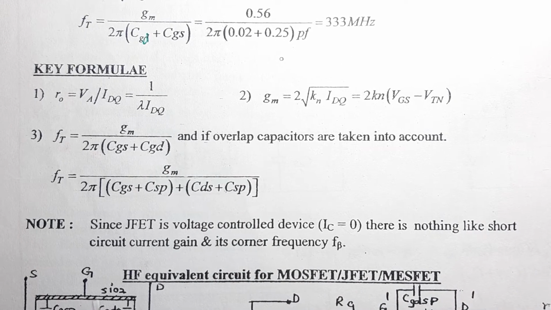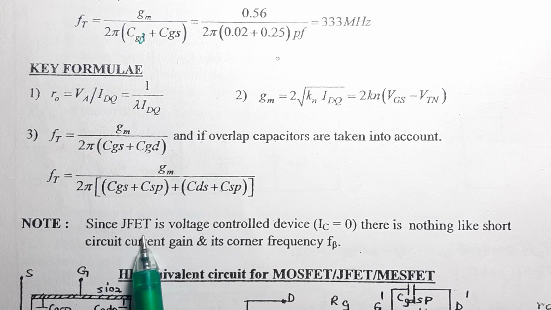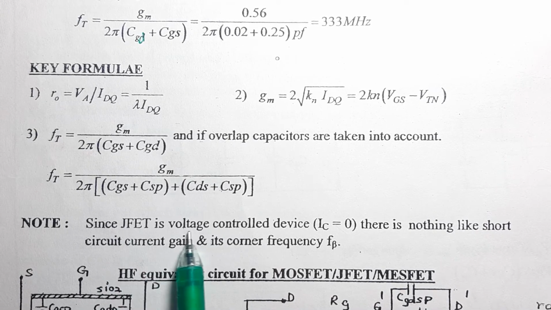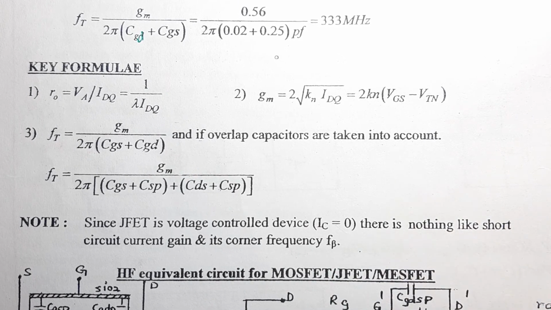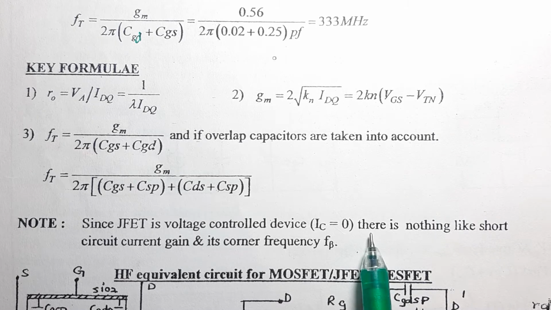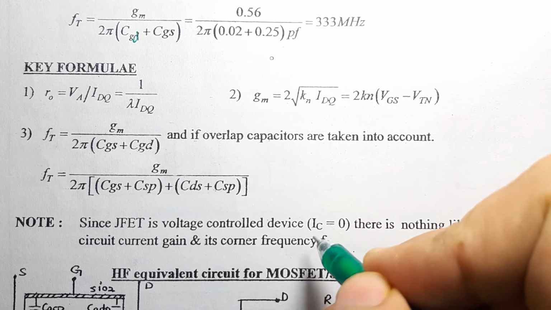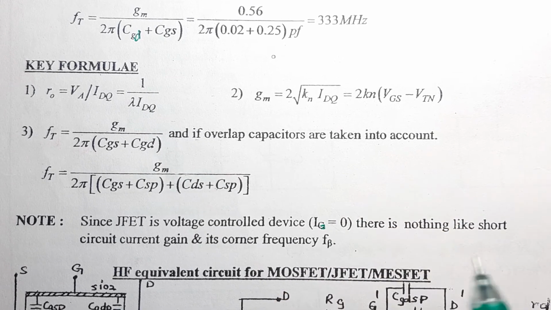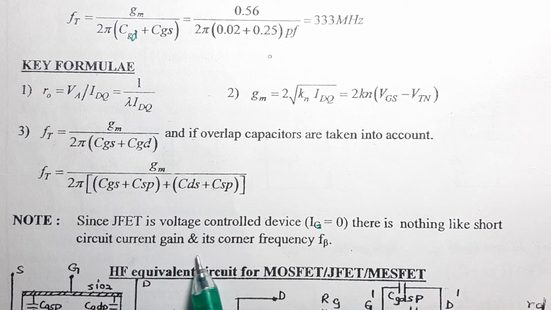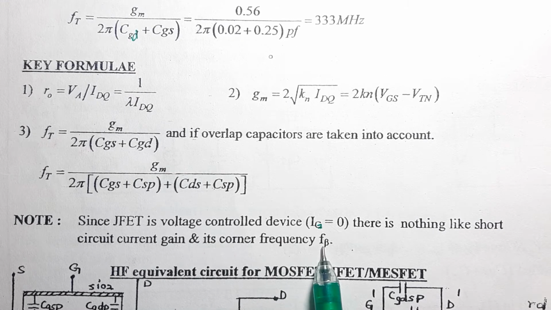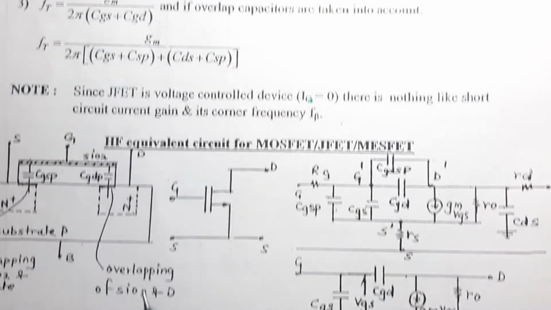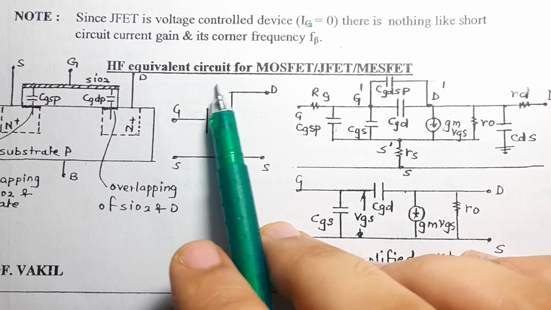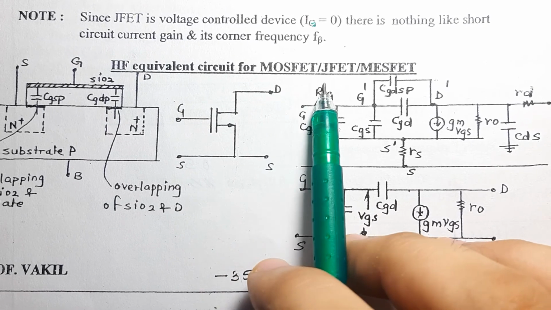Now we have to note a simple point: since JFET is a voltage control device, IG is equal to 0. There is nothing like short circuit current gain and its corner frequency F beta in a JFET. It is possible only in MOSFET and BJT, but not in JFET. The high frequency equivalent circuit diagram for MOSFET or JFET or MESFET.